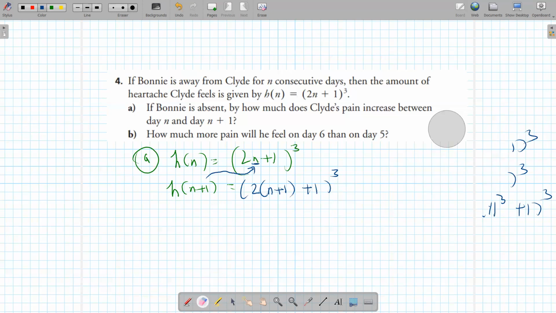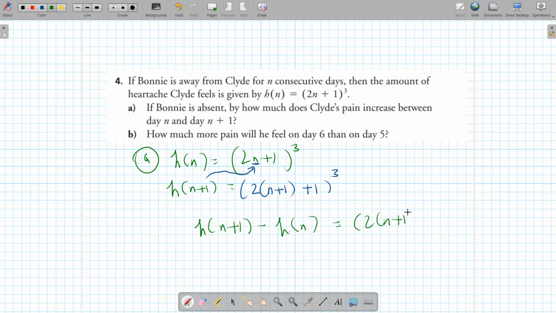And now we're trying to find the difference in pain, right? So we need to do h of n plus 1 minus h of n. So this will give us 2 times n plus 1, plus 1, cubed, minus 2n plus 1 cubed. And there we go. That's the answer.